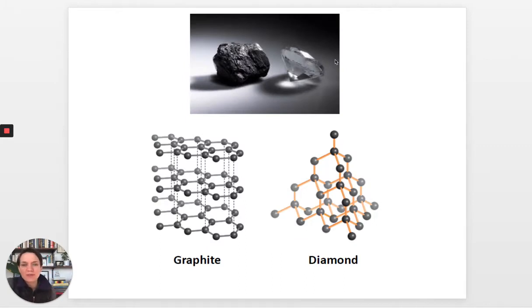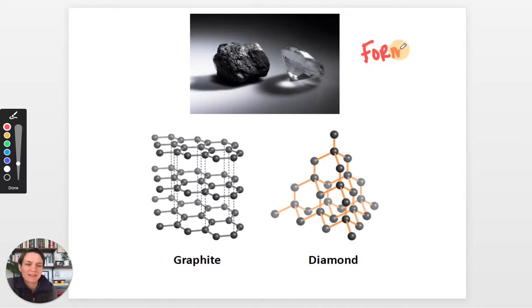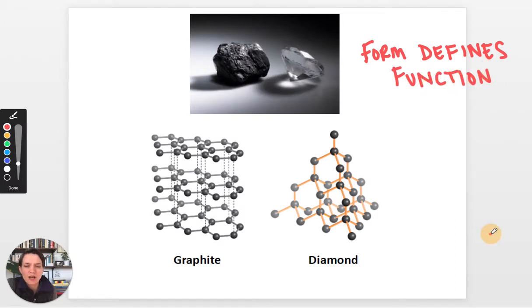Okay, so there's this key principle in science that I just want to write here in red so you never forget it, which is that form defines function. All right, you've seen me write this on the board a number of times, but I think that these carbon allotropes are really good examples of that.